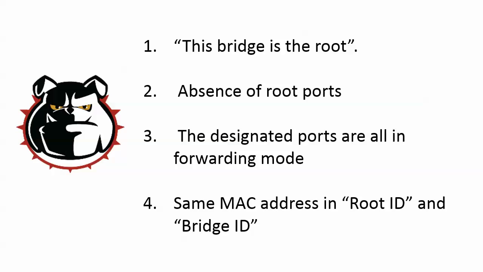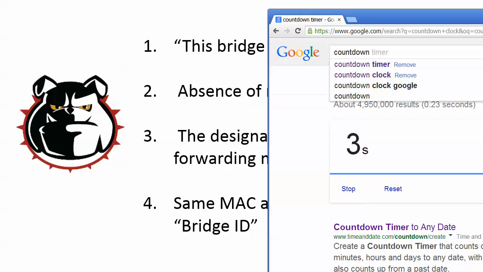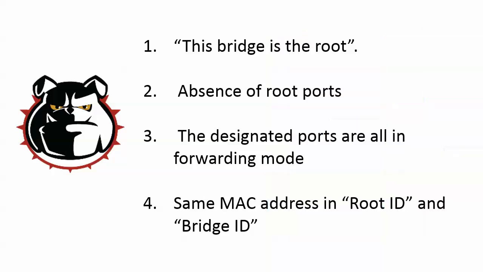Now let's review that quickly, because when you see again "This bridge is the root," that means, hey, you're on the root, surprise. But the other three are ones that are not quite as obvious. These are ones you want to watch out for in your studies: the absence of root ports, the designated ports all in forwarding mode, and the same MAC address in Root ID and Bridge ID. That is how you know you're on the root switch. Hey, you've got 6 seconds left today. I'm going to stop it right there, and we'll save that for next time, or maybe I won't. There we go, with 2 seconds to go.